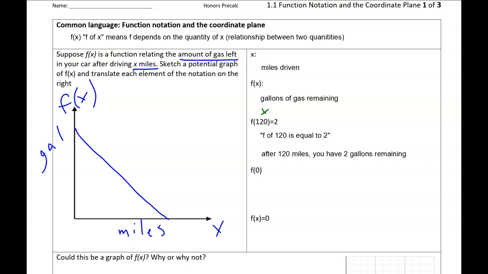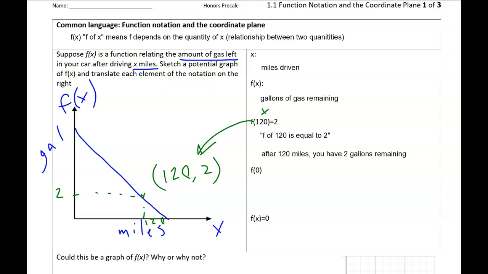And this could also be a point on our graph. And remember, this is just a sketch, so I can just make it wherever I want. So let's say this is my point that corresponds to this statement. That would be the point 120, 2 gallons. So y value of 2, x value of 120.